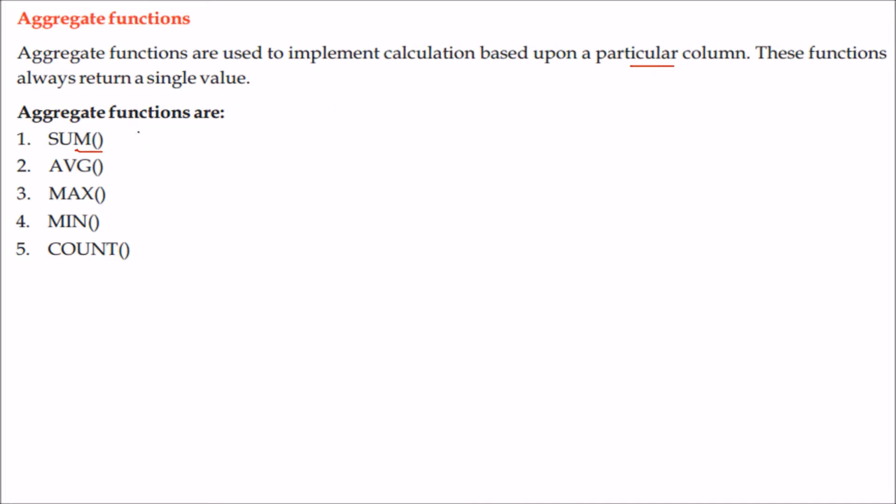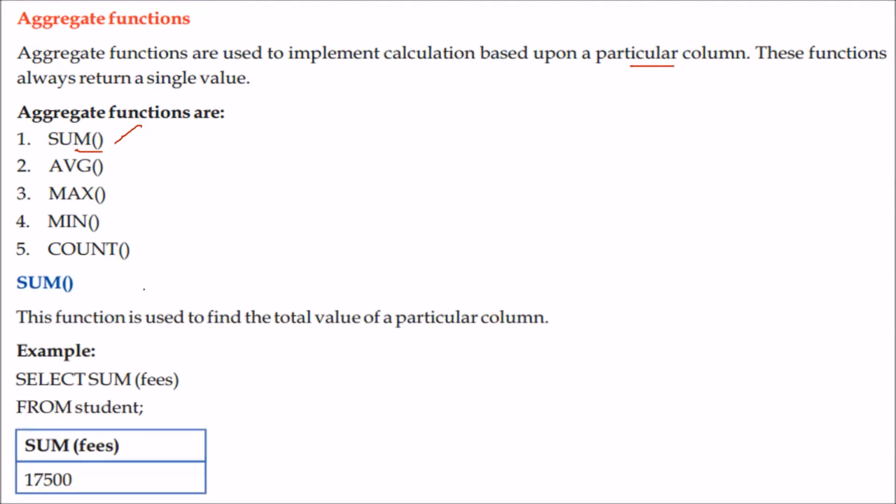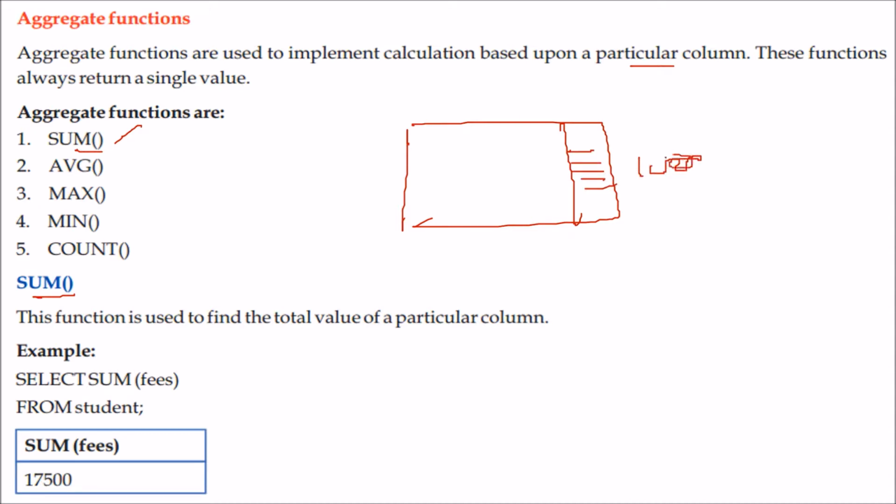So you can find out the sum of a column, average of a column, maximum in that column, minimum of that column, or count of that column. If you have a table called student, and in that table you have, say, a column called fees, it may have, say, 100 records, or any number of records.